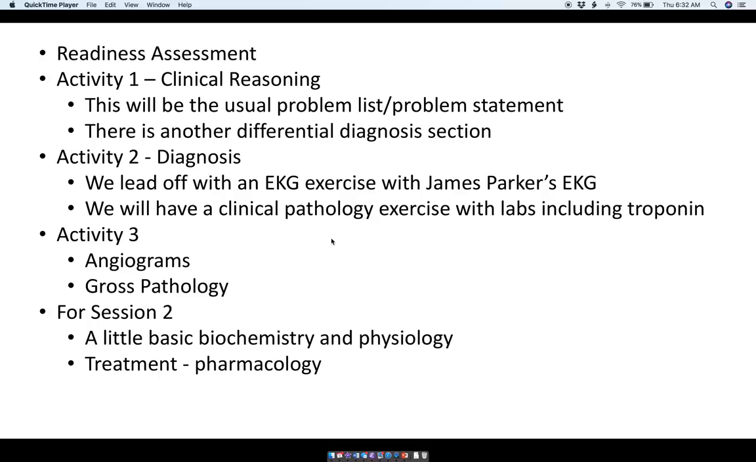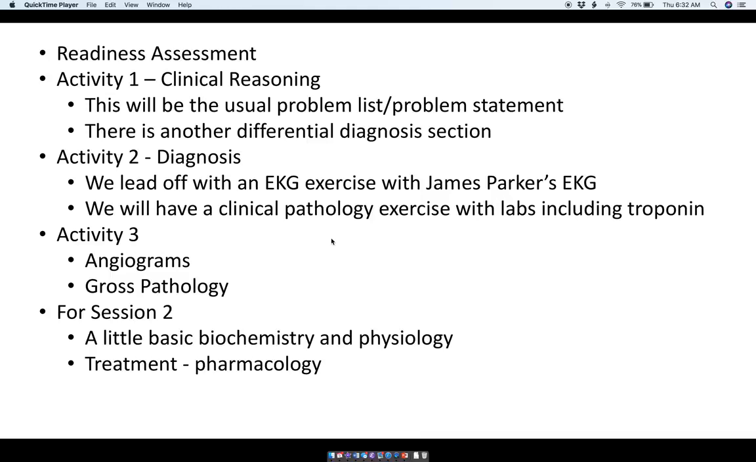Hi guys, this is the introductory video for James Parker session 1. The diagnosis for this case is myocardial infarction. What you see is the general plan in front of you for this session.